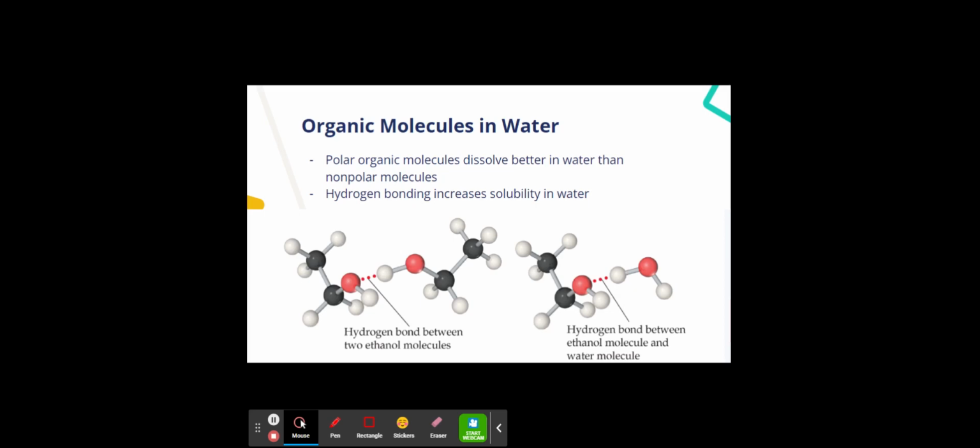So you can just substitute an ethanol for a water and be able to move between them pretty easily, and it's easy to dissolve that way.